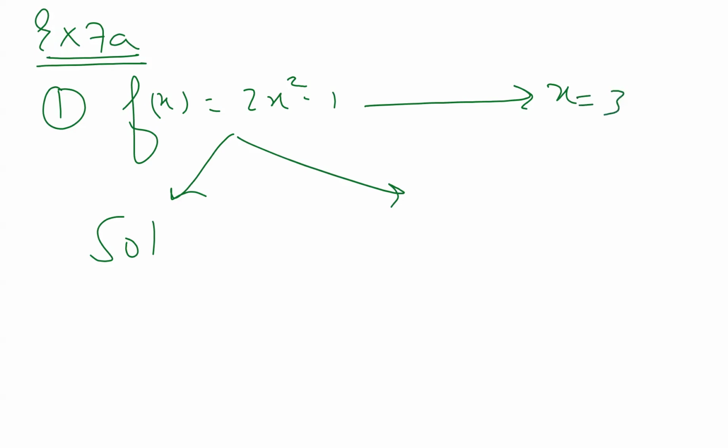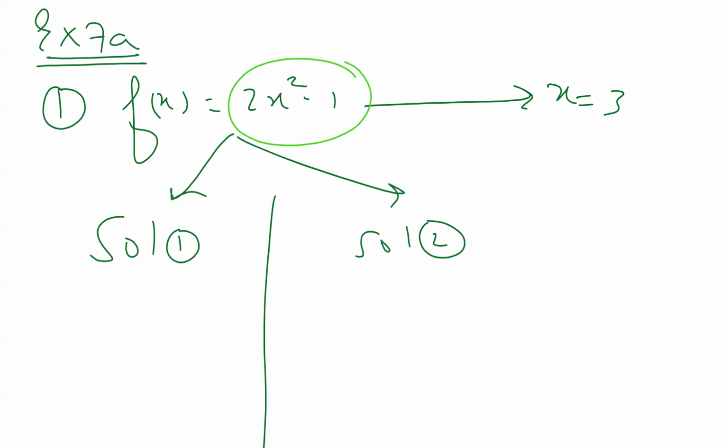Now if it is a one marker, solution number 1. If it is a one marker, you can straight away say that 2x square minus 1 is a polynomial function. So it is continuous at any real value of x. So it is continuous at x is equal to 3. It's a polynomial function.